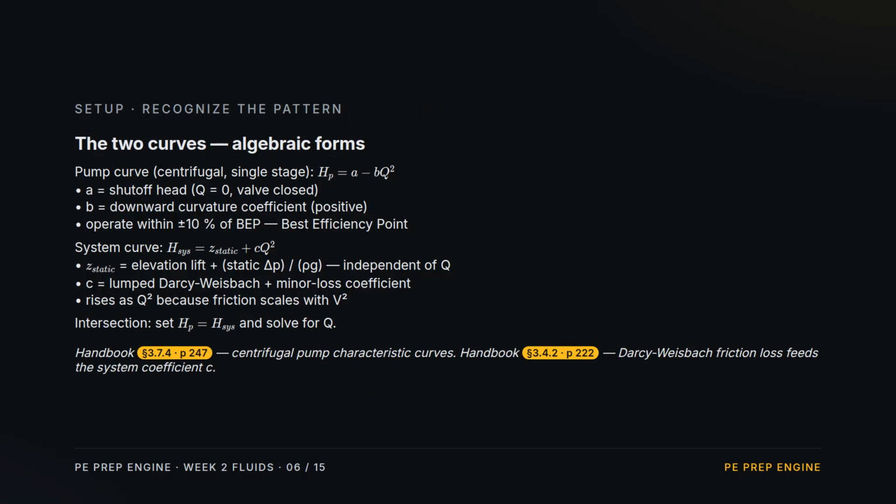The pump curve is a downward opening parabola. Constant A is the shutoff head, the highest head, at zero flow with the valve closed. Constant B sets how steeply head drops as flow rises. The system curve opens upward. The intercept Z static is the static lift plus any fixed pressure rise, independent of flow. And the coefficient C lumps every Darcy-Weisbach and minor loss term from topics 03 and 04. To find the operating point, set the two equal.